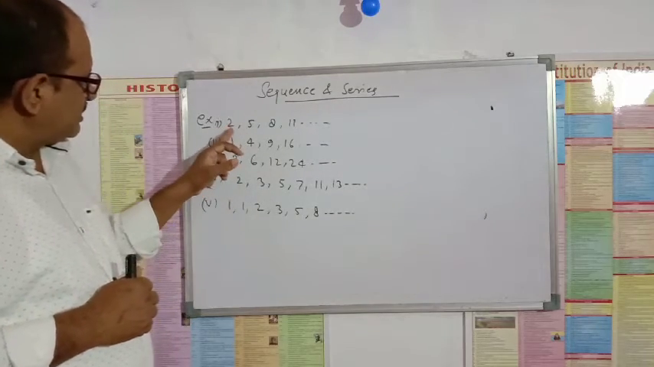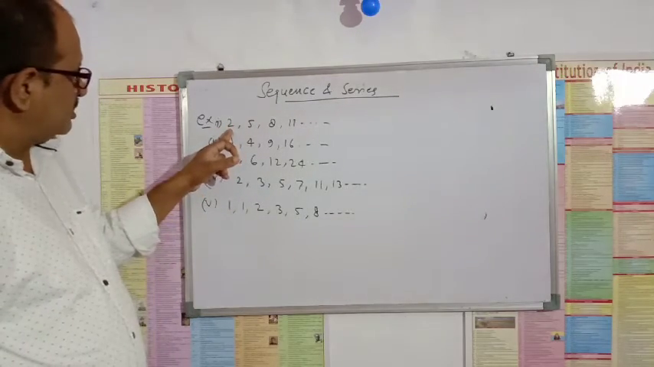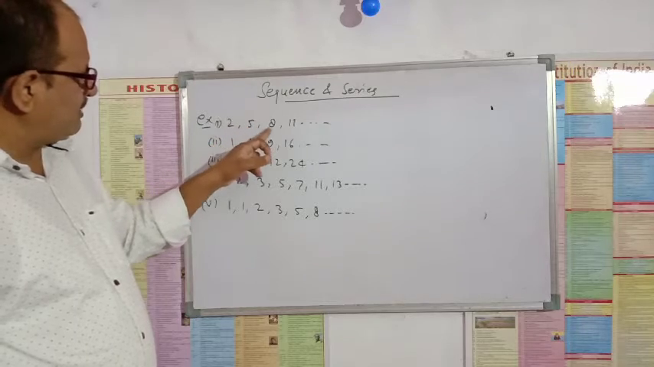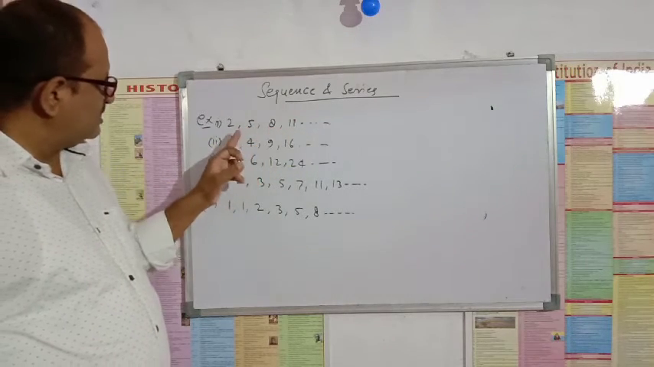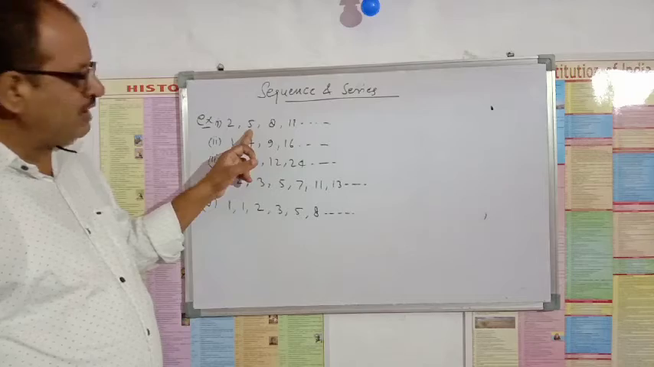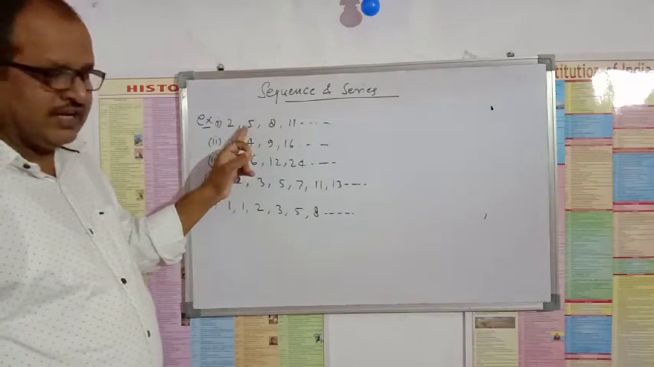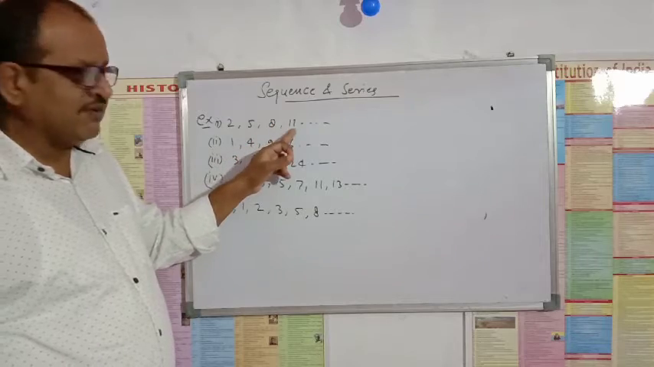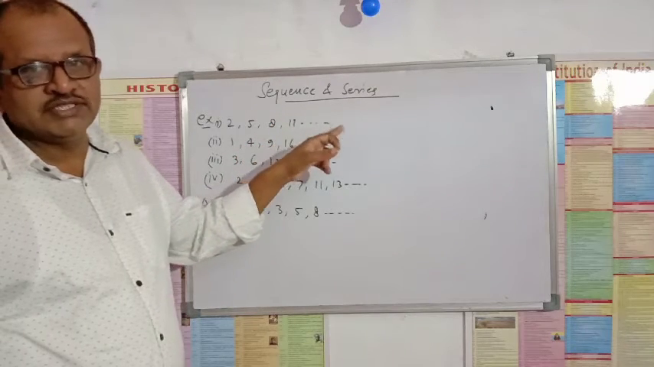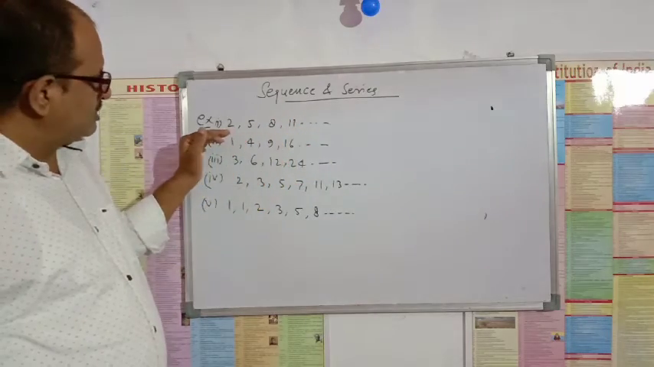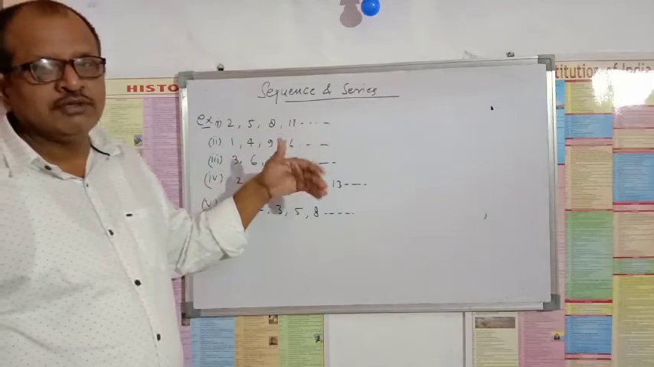So we see that here, the first: 2, 5, 8, 11. We see that every term is obtained by adding 3 to its previous term. 2 plus 3, 5; 5 plus 3, 8; 8 plus 3, 11. The next term will be 14, the next term will be 17. So we are able to see what the next term will be.